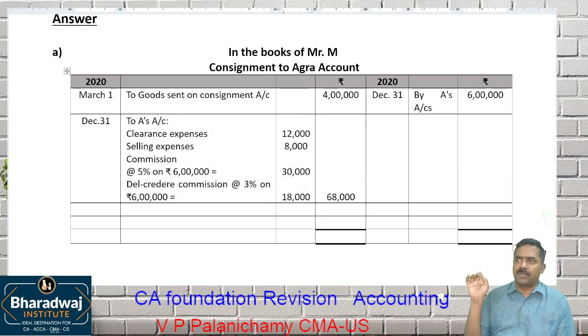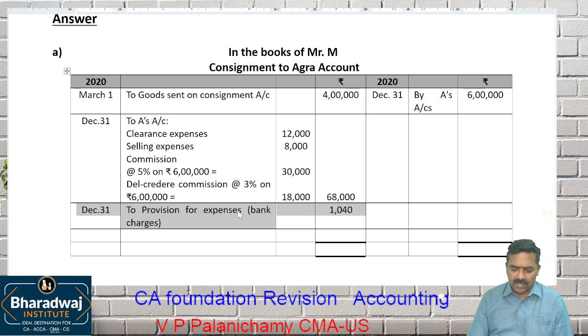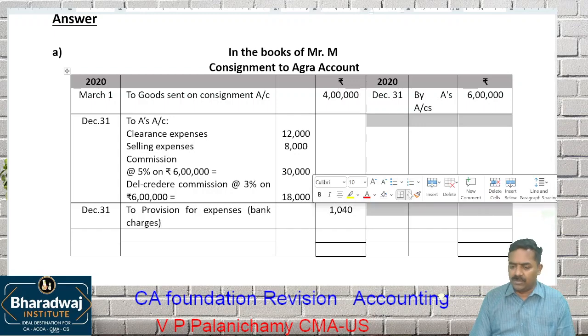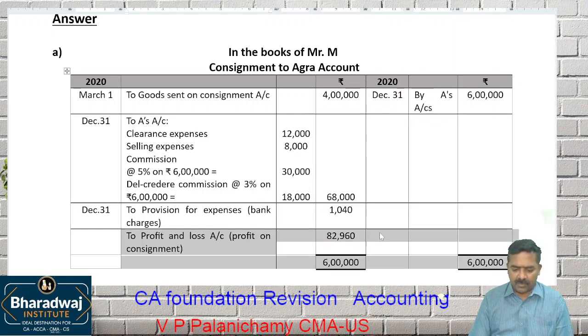What about the bad debt loss? Will it come in the consignment account? Bad debt loss will not come in which account? Consignment account. And there are clearing charges also. The clearing charges of 1,040 you have to provide. No abnormal loss, no closing stock value, nothing. Tally this, you get the profit.